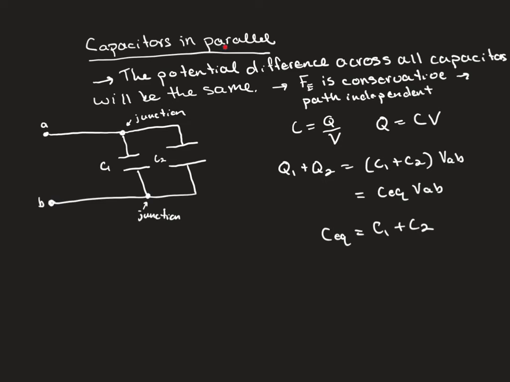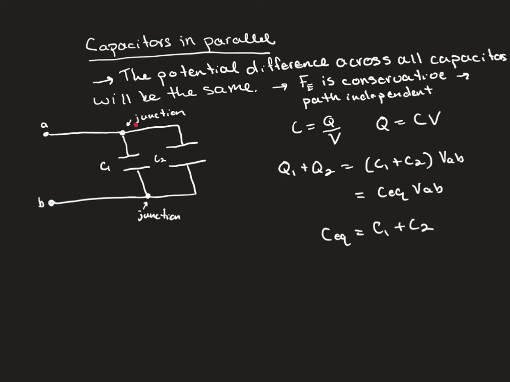Alright, now for capacitors in parallel. So for capacitors in parallel, the potential difference across all the capacitors will be the same. And this is because the electric force is conservative, which means that it's path independent. So it's going to be the same amount of energy here versus the same amount of energy here, because it's path independent. Very similar to if you're trying to raise something a certain height, it takes the same amount of energy if you go up a ramp or if you go straight up in the air. As long as you're reaching the same height, it's the same amount of potential energy. It's the same here with the electric force. Whether you're taking this path or this path, it's the same amount of energy.